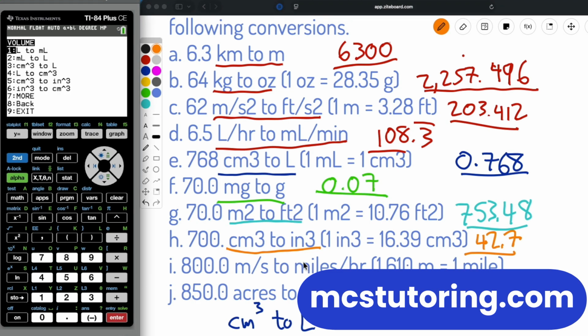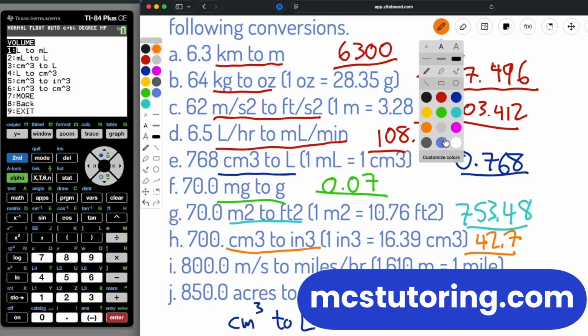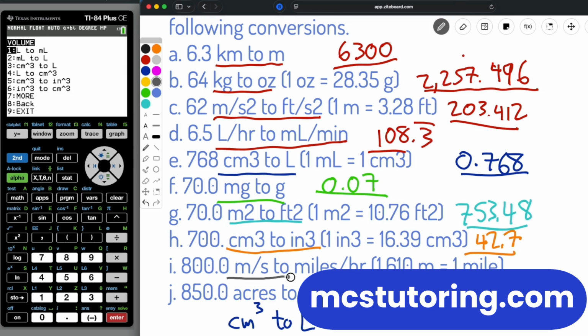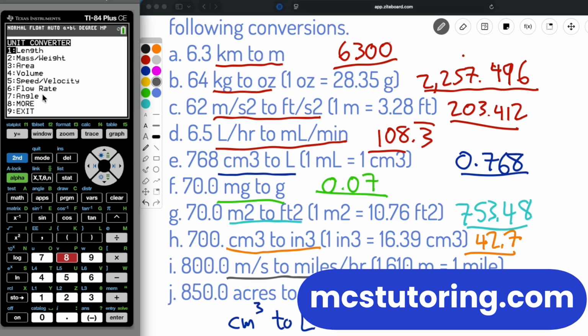We go on. Now we're going to go meters per second to miles per hour. That seems to me like a speed or velocity. So I'm going to go back to the main menu. And then speed or velocity, option 5. I'm going to go meters per second to miles per hour. So meters per second to miles per hour. Okay, good. This is option 5 here.